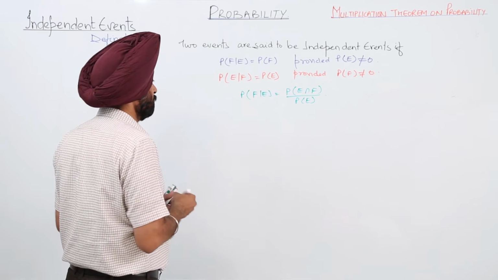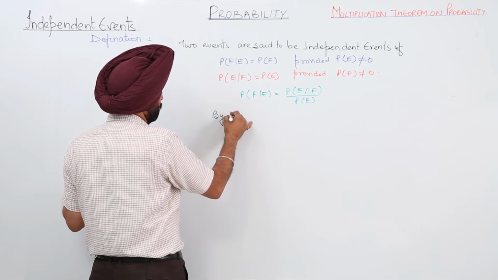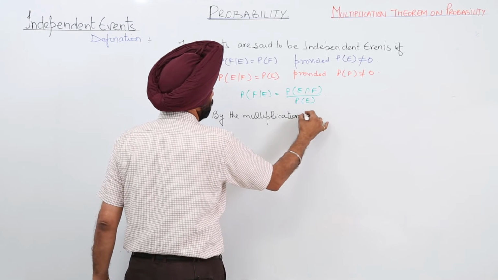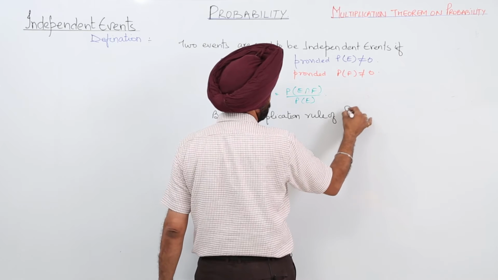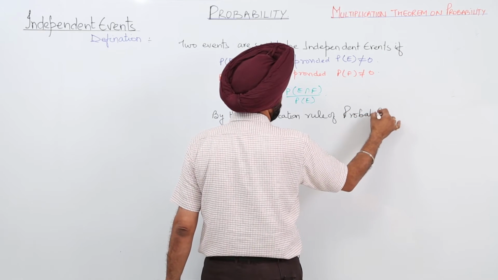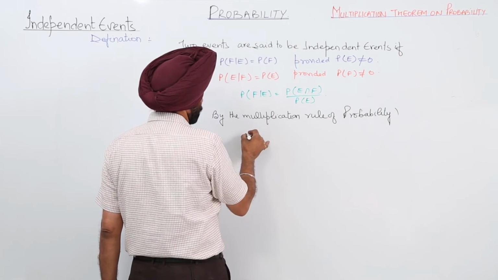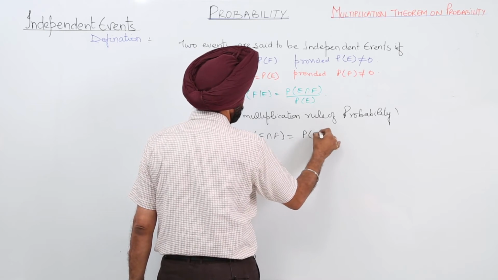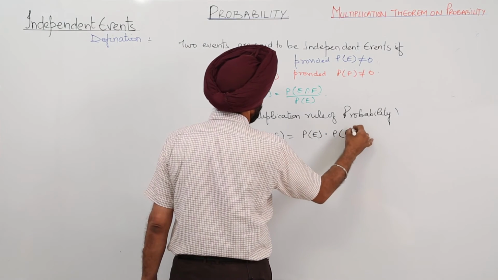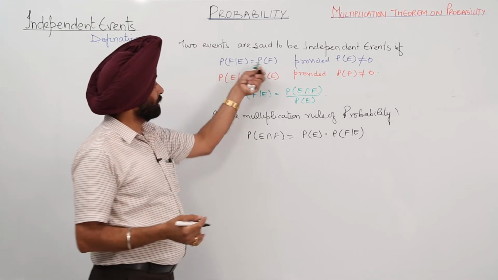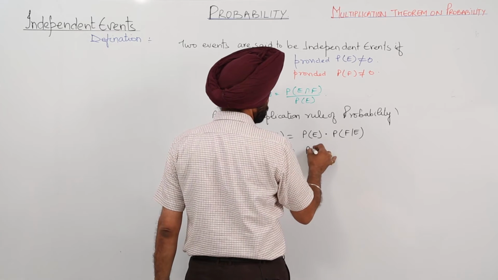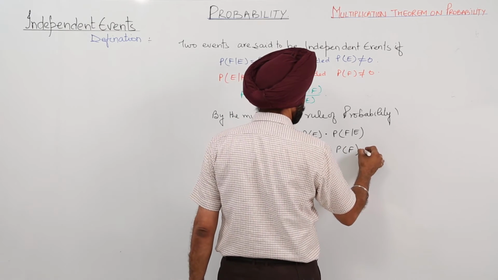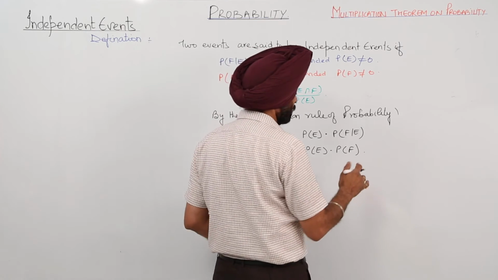So by the multiplication rule of probability, probability of E and F is equal to probability of E times probability of F given E. Now F given E we have already, it is equal to P(F), so this is equal to P(E) times P(F). Okay. And what are the conditions? Only one condition is there.